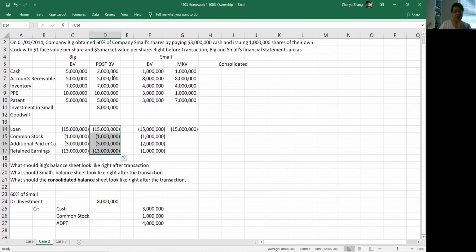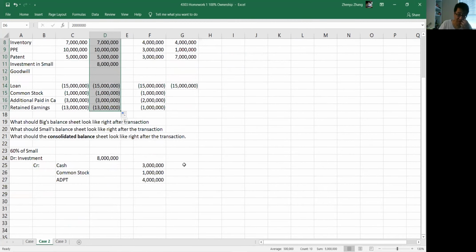So this is Big's financial statement. What their financial statement looks like right after the transaction. Can we see that? Add up to what?